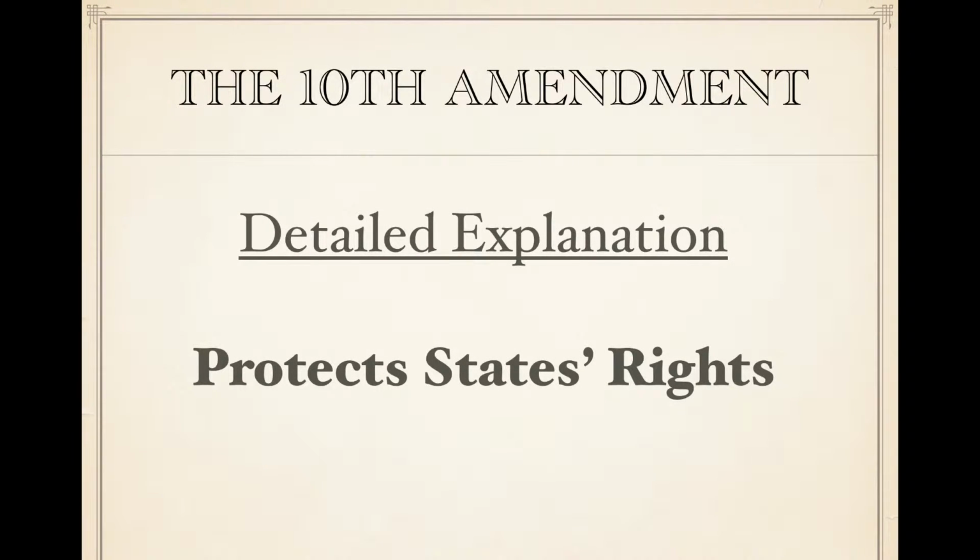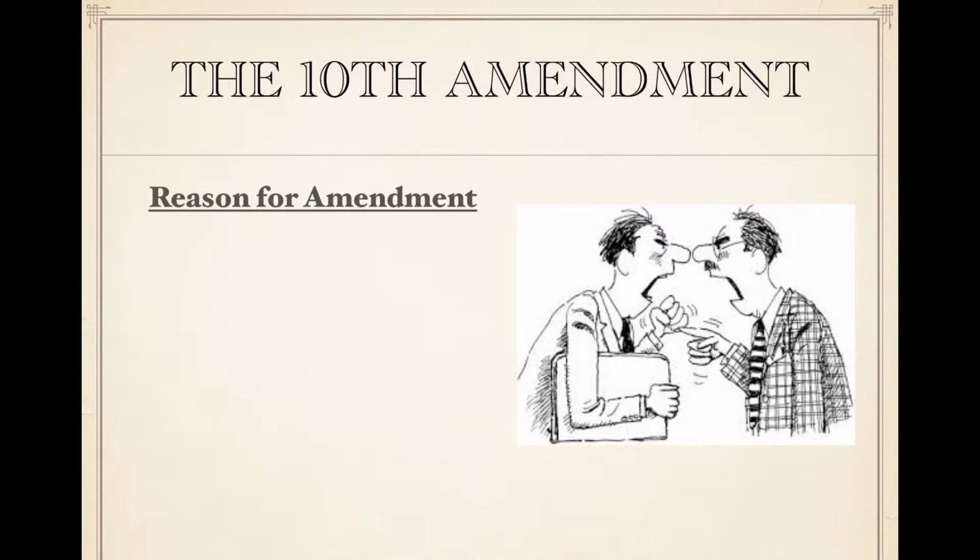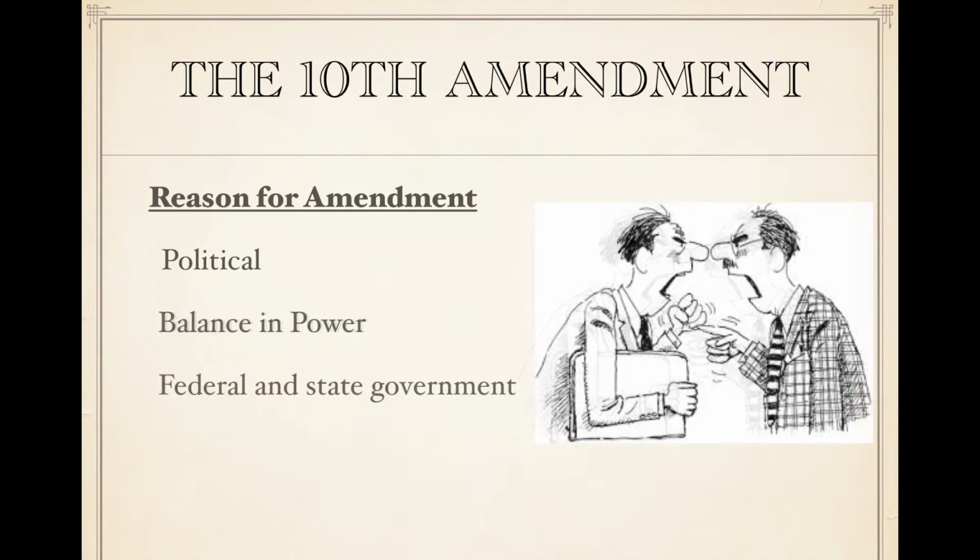The type of reason for this amendment was mainly political. The main reason this amendment was made was to balance the powers between the federal and state government. Originally, the Articles of Confederation was made so that there would be an initial balance. However, one of the main reasons why it failed altogether was because it gave too much power to the state government. This amendment made sure that both entities would remain balanced.